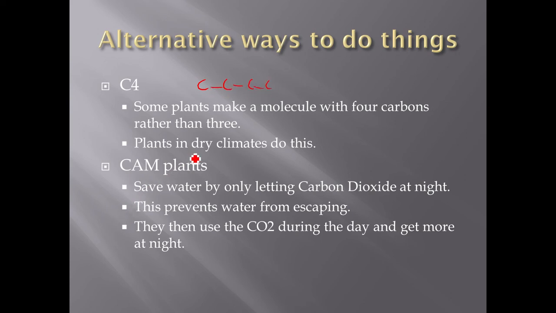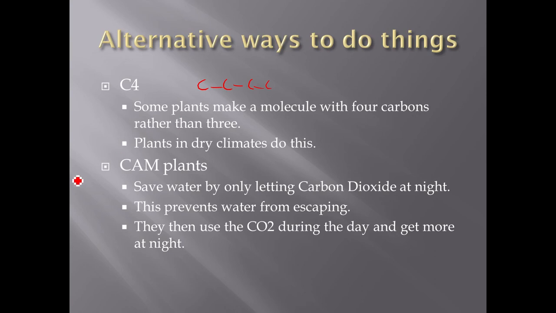Plants in dry climates do this because making this C4 molecule helps them to save water. You don't need to know how it helps them save water. You just need to know that it does help them save water. The other one is a type of plant called a CAM plant. These are plants that save water by only letting in carbon dioxide at night. That prevents water from escaping.